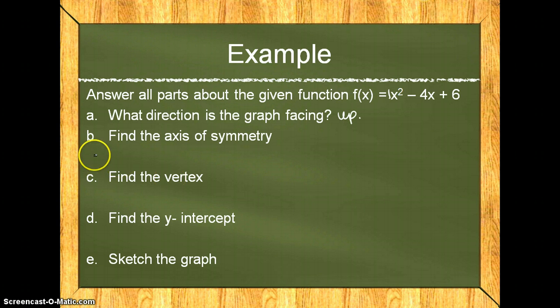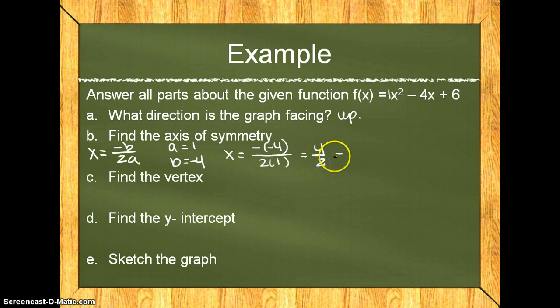Find the axis of symmetry. First, you have to remember that x is equal to negative b divided by 2a, and for us, a is equal to 1, while b is equal to negative 4. So x is equal to negative times negative 4, so negative 1 times negative 4, which is 4, divided by 2 times 1, which is 4 divided by 2, which is equal to 2. So the axis of symmetry is x is equal to 2.